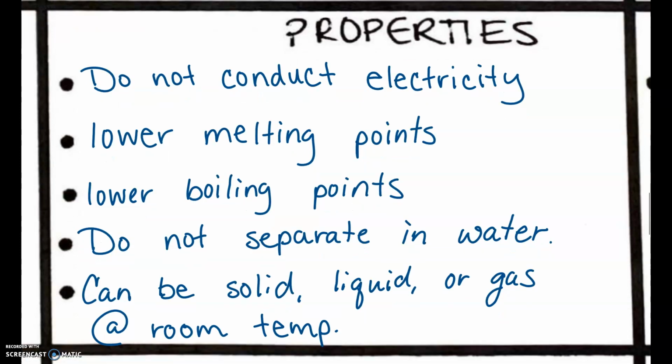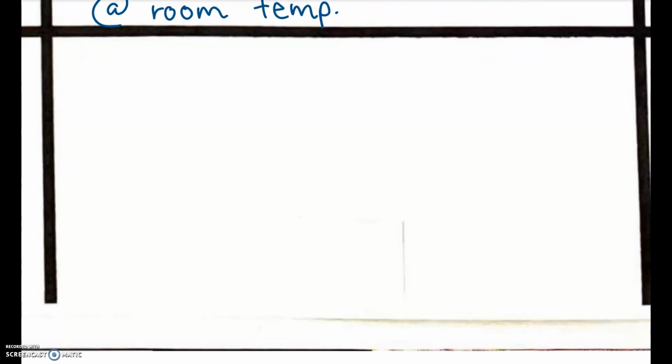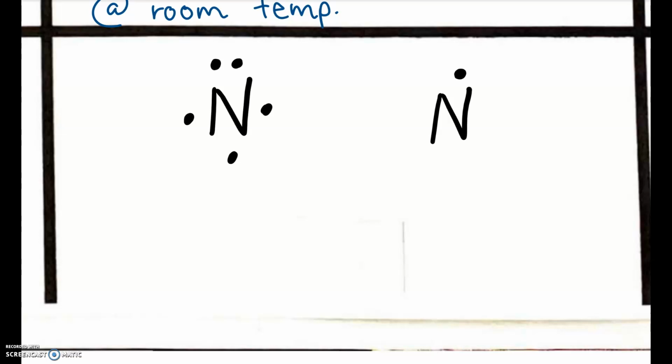Okay, let's scroll down and I will show you how we can model a covalent bond being formed. So let's look at nitrogen gas. Nitrogen gas is actually a compound formed between 2 nitrogen atoms. Remember, all chemical bonds are formed from interactions of valence electrons. So I like to always start with a Lewis dot structure, and nitrogen has 5 valence electrons.